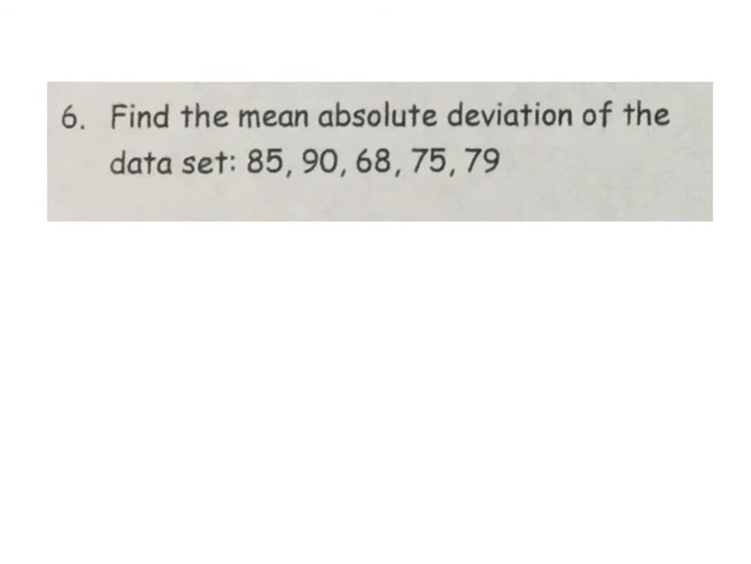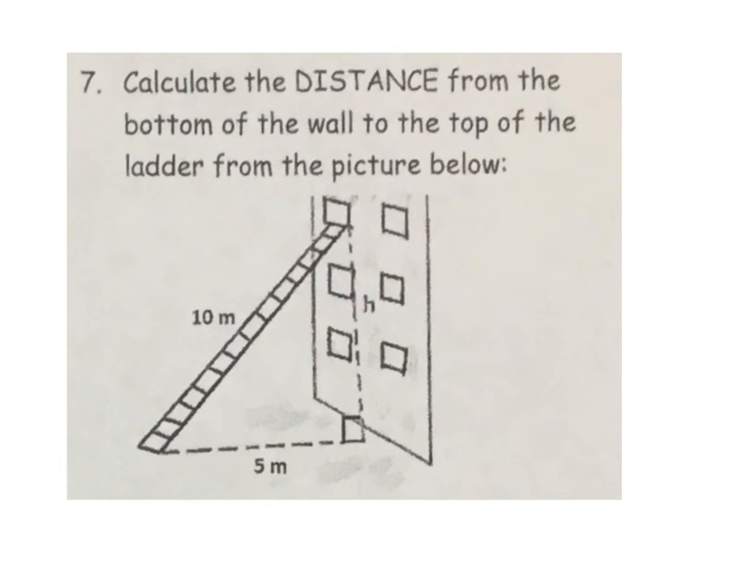Number 6, again, find the mean absolute deviation of the data set. Basically find the average twice, just like earlier. Number 7, calculate the distance from the bottom of the wall to the top of the ladder from the picture below. What I'm highlighting here is what we're looking for. You can see the right triangle, so this is a Pythagorean theorem question again. You just have to figure out if you're going to do a squared plus b squared or c squared minus a squared.